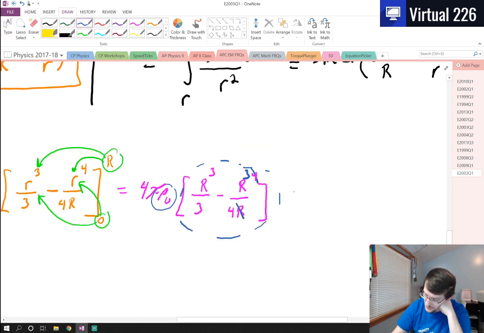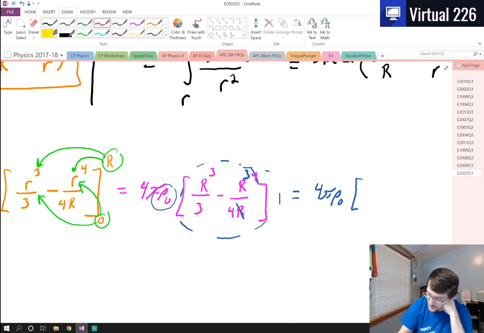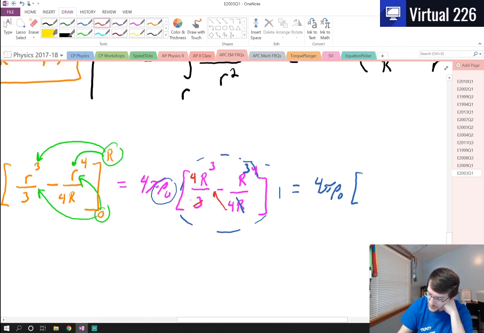So that gives us 4 pi rho naught times the quantity. Here, I'll just write this out real quick so we can see it. I'll bring the 4 up, so that's 4. That becomes a 12. There's my 3. This becomes a 12. 4 minus 3 is 1. So I'm going to get r cubed over 12.